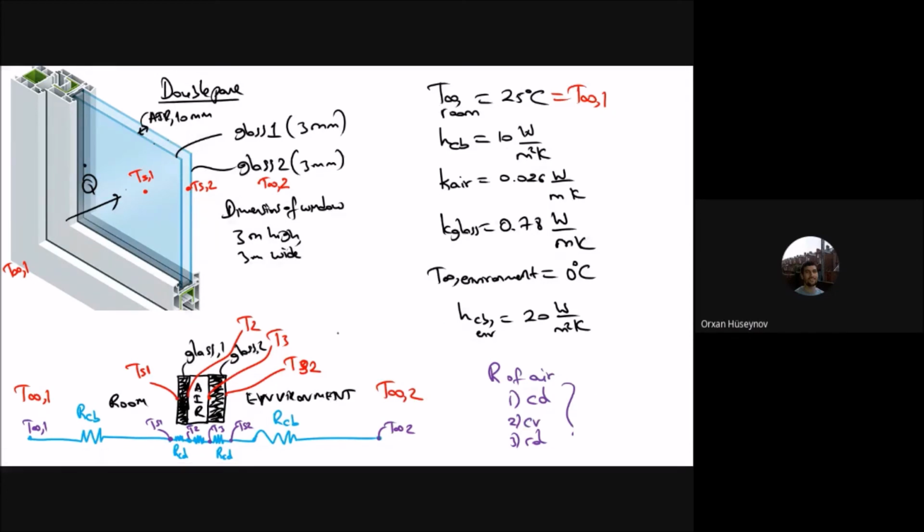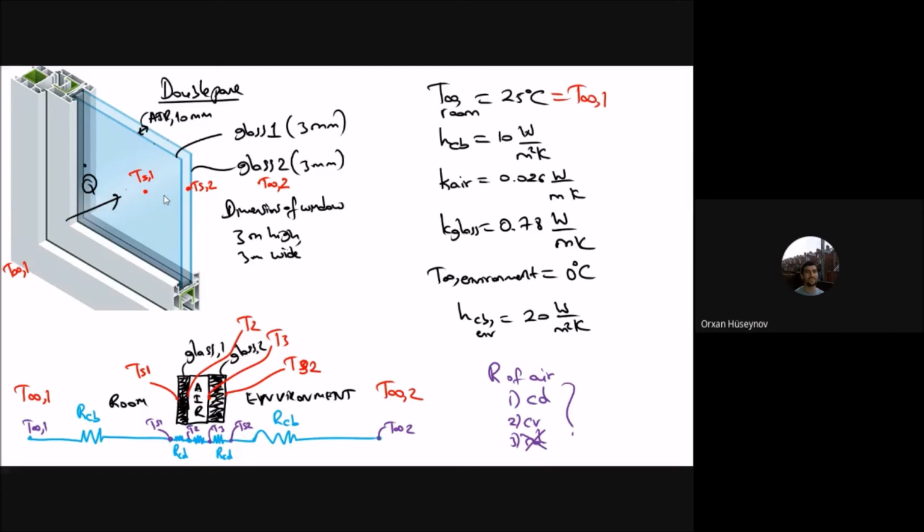So the first option, radiation, is not true, because air is a non-interacting medium with radiation. If there is radiation, air doesn't interact with it. It doesn't almost absorb it. It only transmits the radiation. Therefore, here we don't have any radiation resistance.